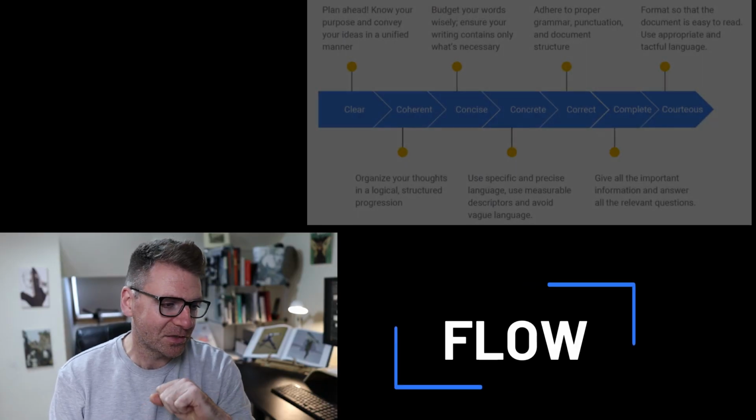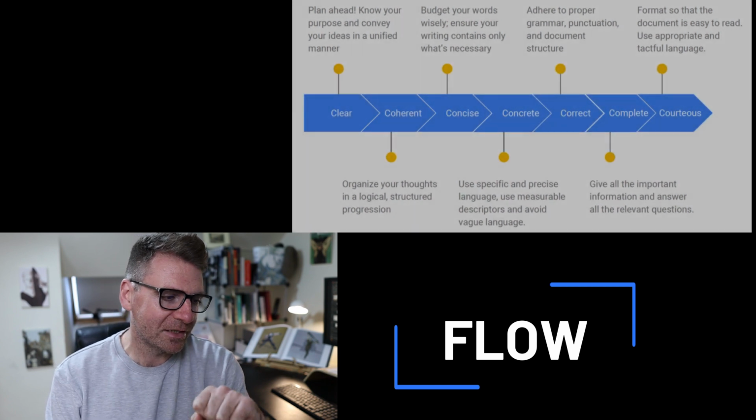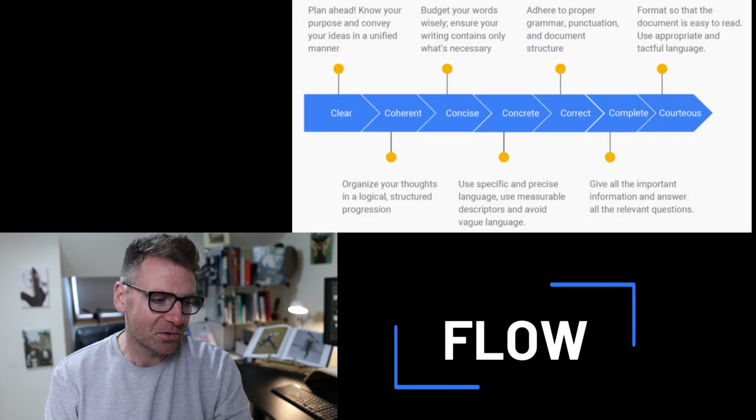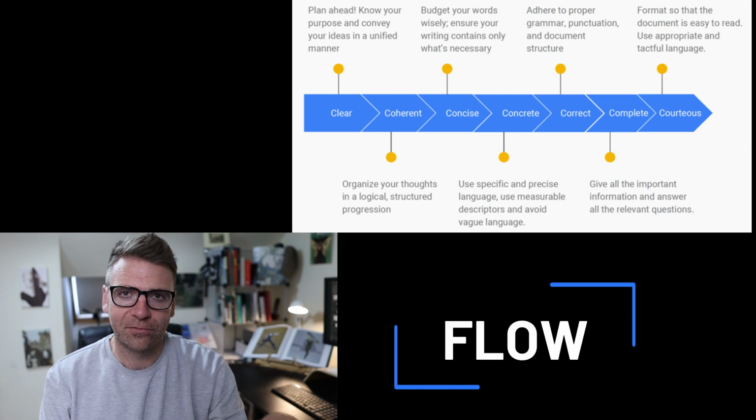Now, most people just finish on the first draft. They just say, you know what, I'm personally done, but I will come back as to why you should do a second or third draft on it. Now, the next one is concrete, okay? So that just means use specific and precise language. Use measurable descriptions and avoid vague language. I'd also add to that, avoid flowery language.